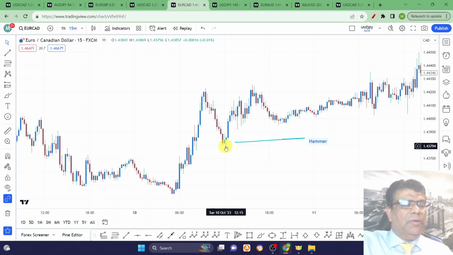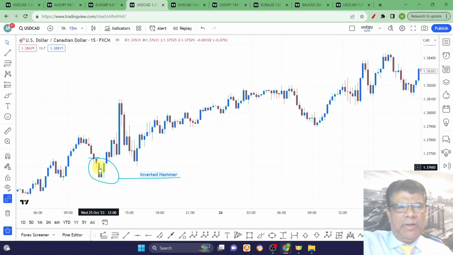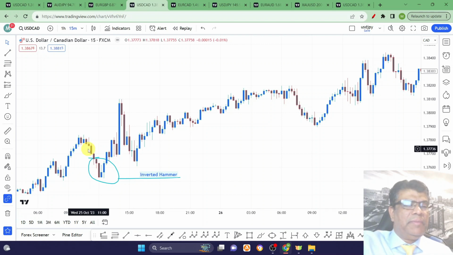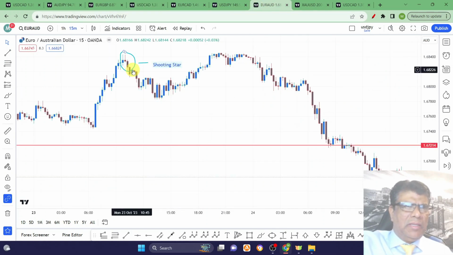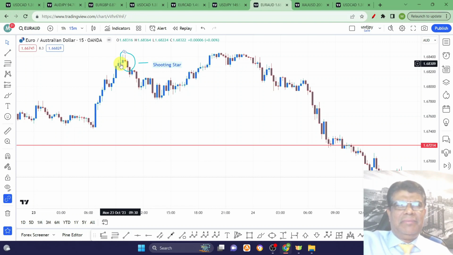Okay, so now this is a perfect inverted hammer. Look, an inverted hammer is always displayed at the bottom of the chart. And look, after a while. So this is a perfect inverted hammer. Now, this is a shooting star. But see, look at this. It registered the swing high. But someone might say, oh, could this look like a doji? It does not matter. See, this is a perfect shooting star.